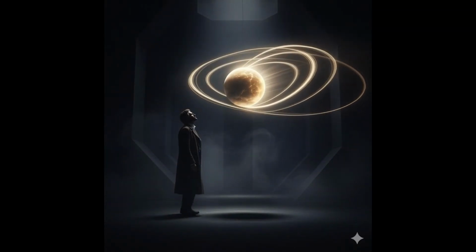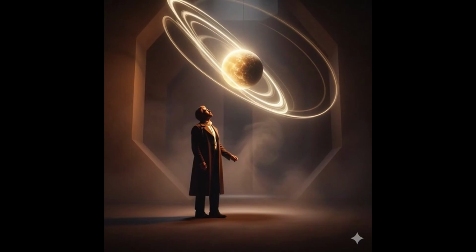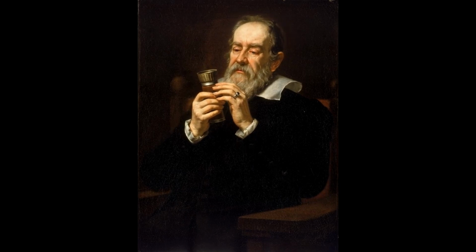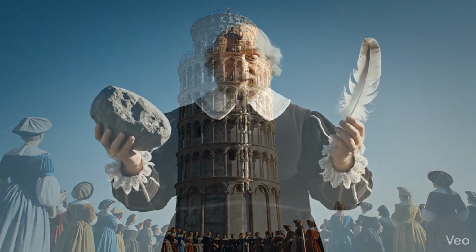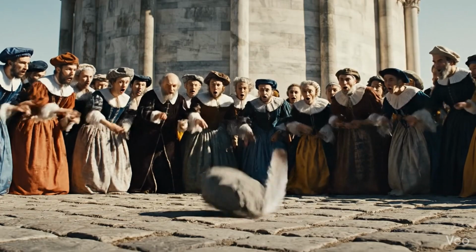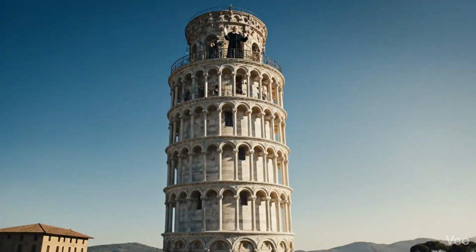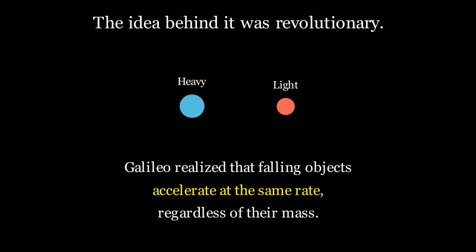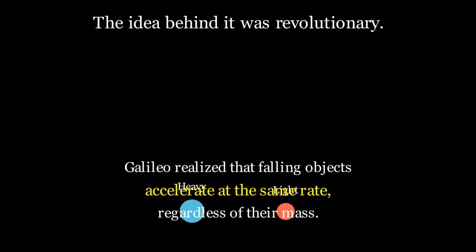For a long time, motion was a mystery. Then came Galileo Galilei. Legend says he climbed the Leaning Tower of Pisa and dropped two objects of different weights. They hit the ground at the same time. Galileo realized that falling objects accelerate at the same rate, regardless of their mass, neglecting air resistance. If speed keeps changing, what is the speed right now?